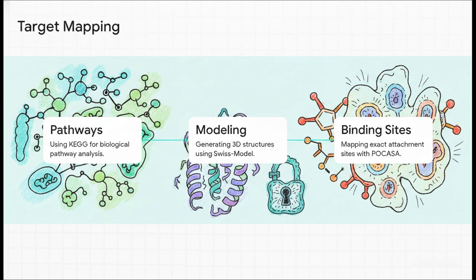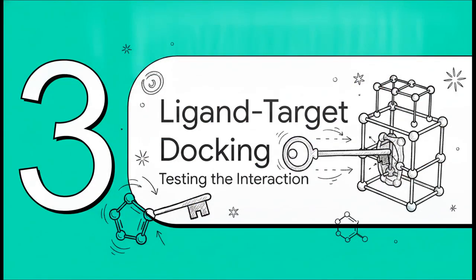And finally, we actually need to find the keyhole. Using binding site prediction tools, specifically Picasa, we map out the exact active attachment sites on the protein where our drug is going to slot in. Which brings us to step 3, ligand-target docking.